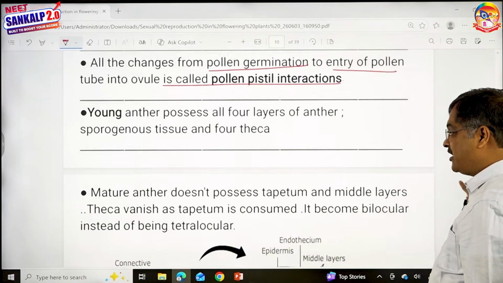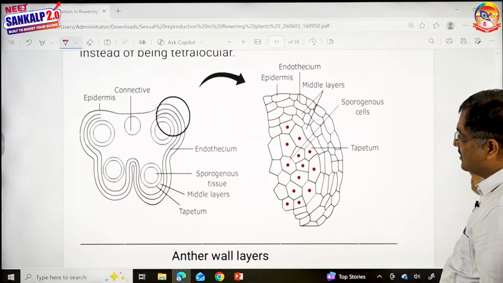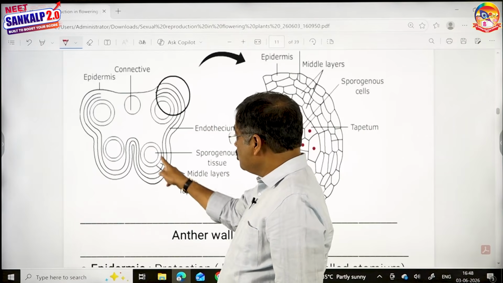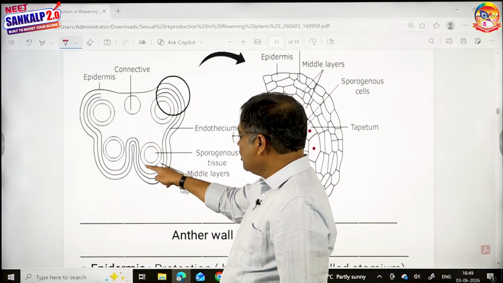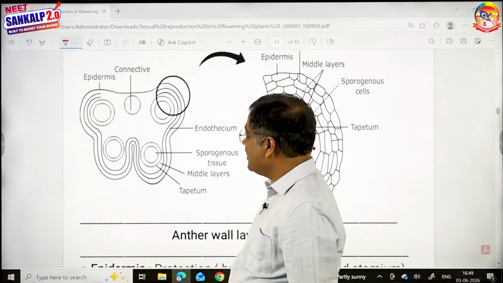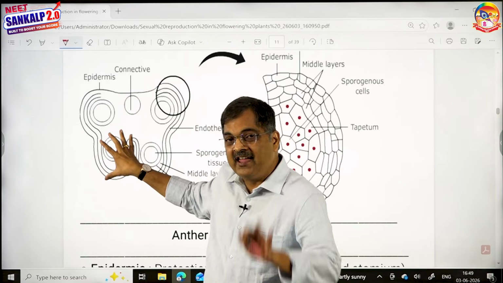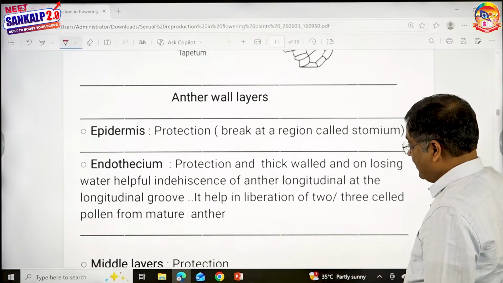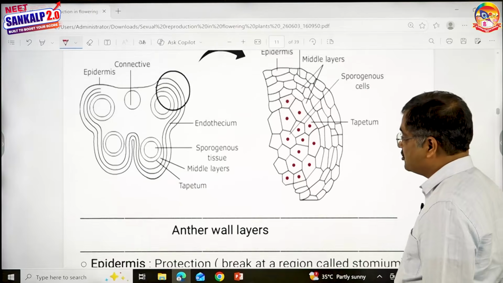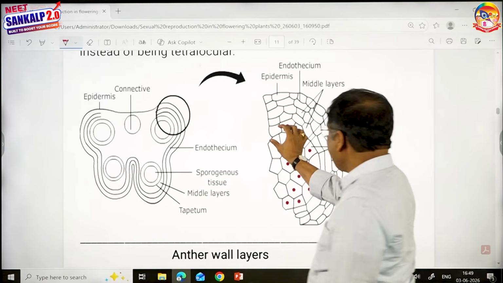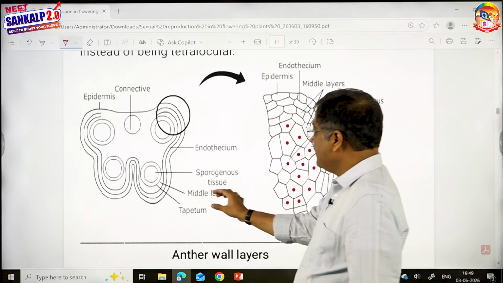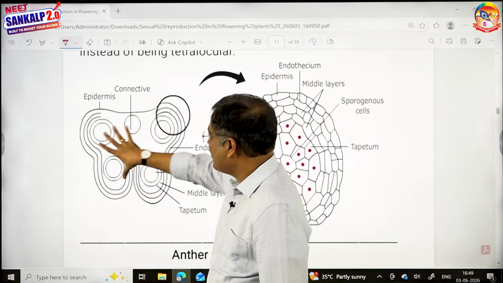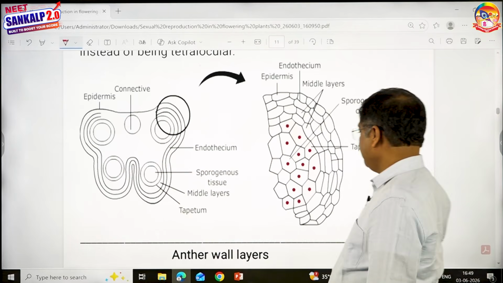Then I was talking about young anther and mature anther, children. Look at the differences. This is a young anther, where you could see the 4 theca very much intact. You could see the tapetum, the middle layers, the endothecium, and also the epidermis. When you can see the 4 theca very clearly, it means that it is a young anther. But in a mature anther, the theca have vanished, meaning the endothecium is consumed. When the endothecium and the middle layers are consumed, both put together become one chamber. Then it becomes bilocular. That is a mature anther.